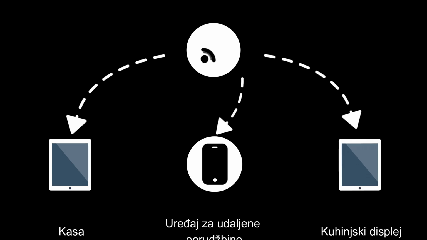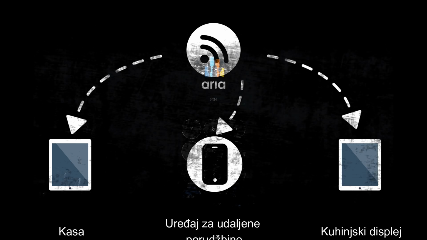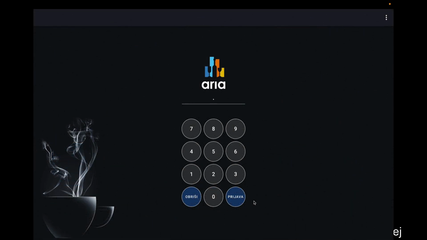Any change on any of them is immediately visible on all the others. Therefore, it is necessary that all are connected to the local network via Wi-Fi connection or UTP cable. Aria provides constant insight into the connection between terminals. Here we will demonstrate the registration of 3 different types of terminals and working with the kitchen display system.